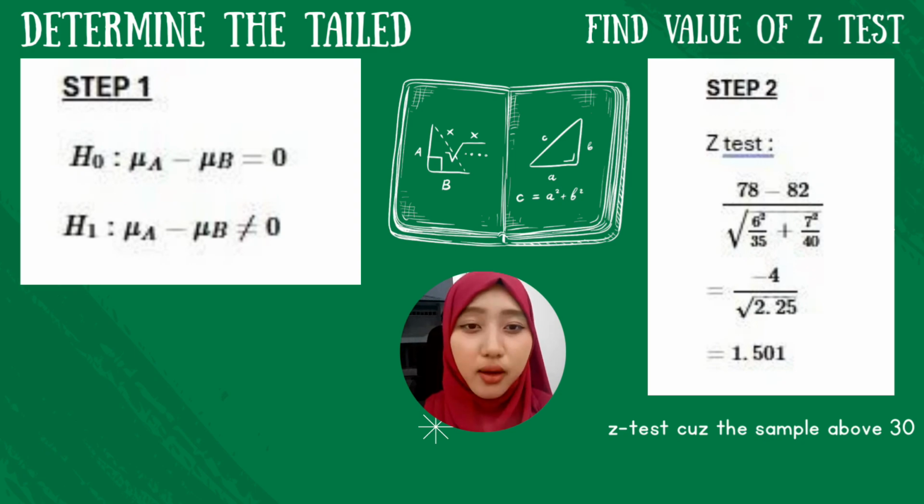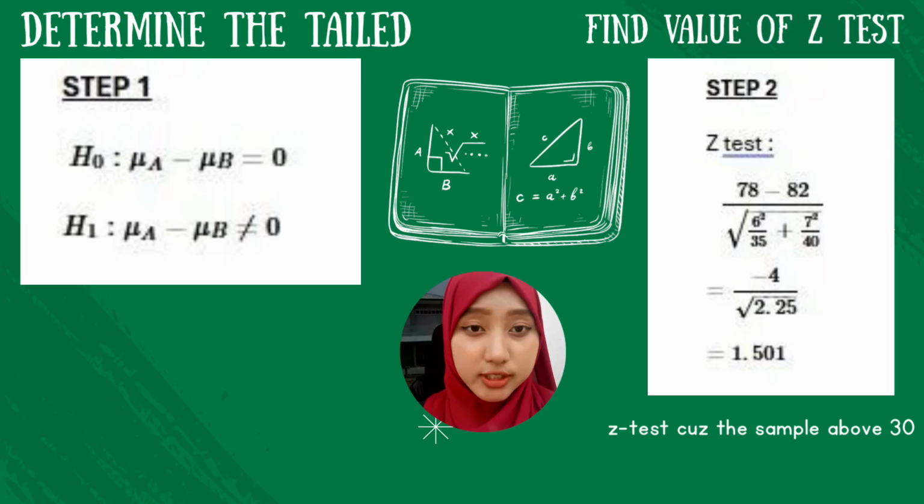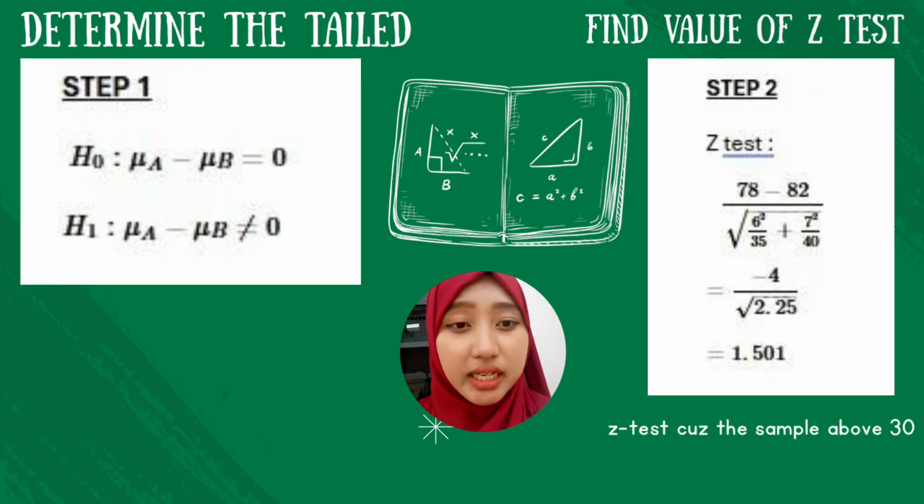Okay, for step 1, we should determine the tail. So what is the tail? The tail is two tail because it's from the question. And for step 2, we should find the value of z-test because the sample is above 30. So we just use the formula to find the z-test.